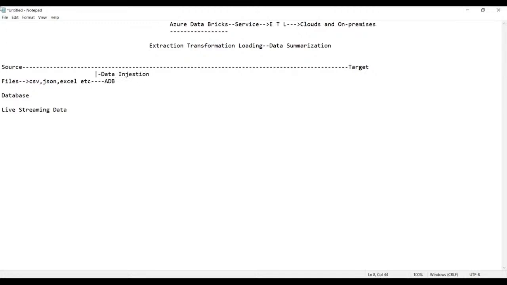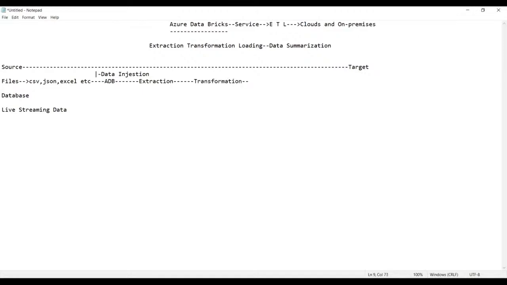Okay. So once we pull in the data, what do we do? Pulling in the data is a process of extraction. And once the extraction is done, then you will have transformation. Transformation is the actual process of data summarization.